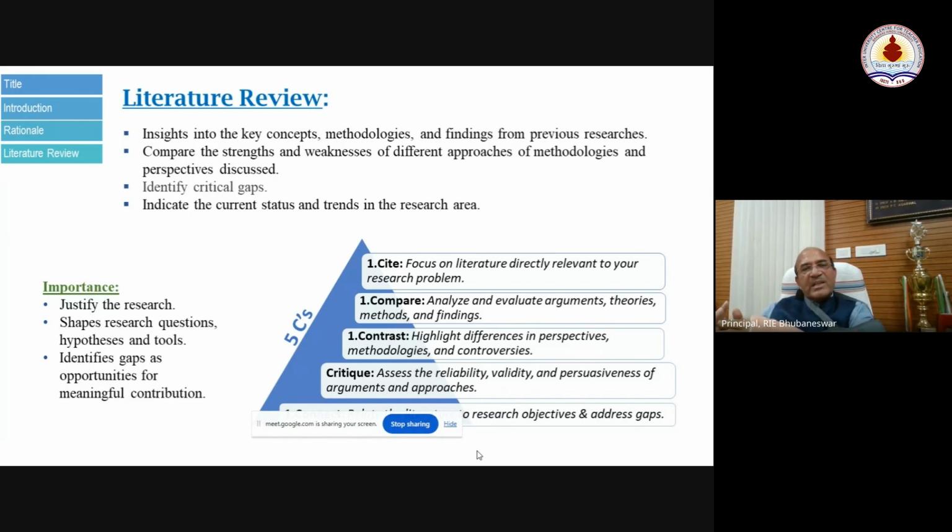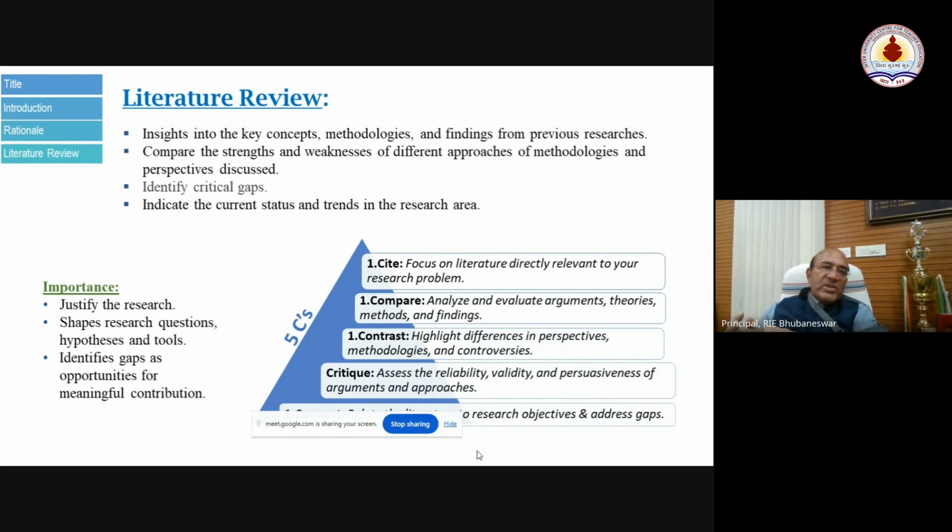So what key concepts are dealt with in the research by previous researchers, what type of methodologies are used, and what are the findings. Then compare the strengths and weaknesses of different approaches, methodologies and perspectives discussed.